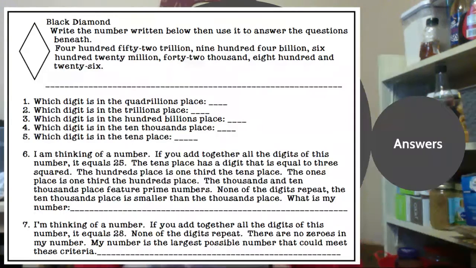Number 7, I'm thinking of a number. If you add together all the digits of this number, it equals 28. None of the digits repeat. There are no zeros in my number. My number is the largest possible number that could meet these criteria.